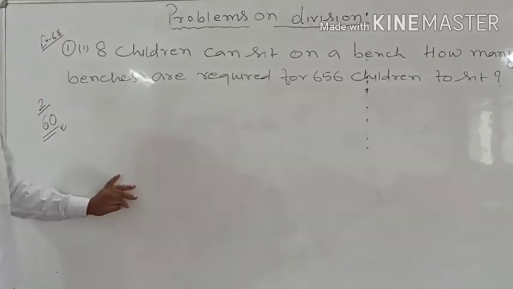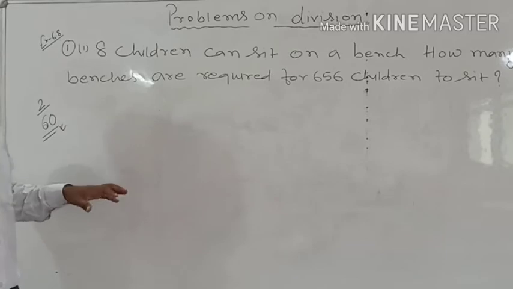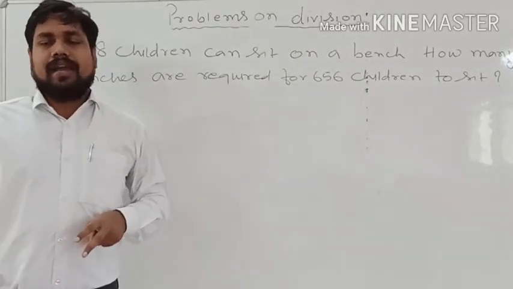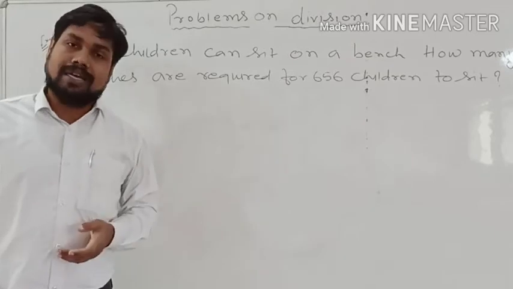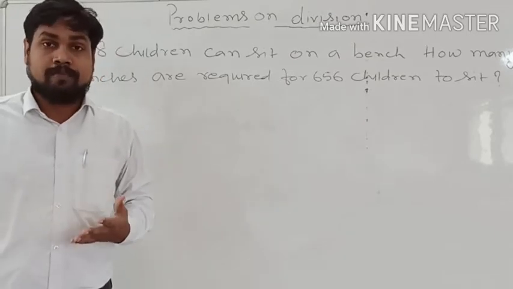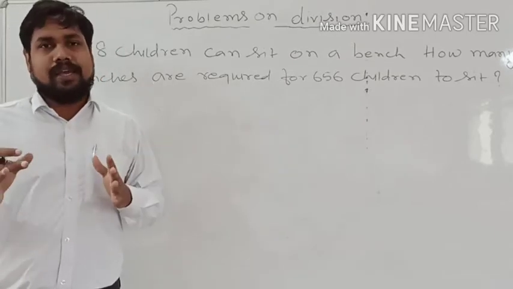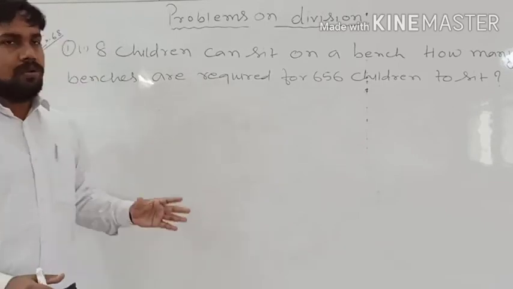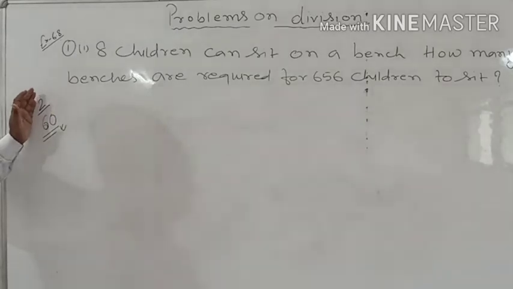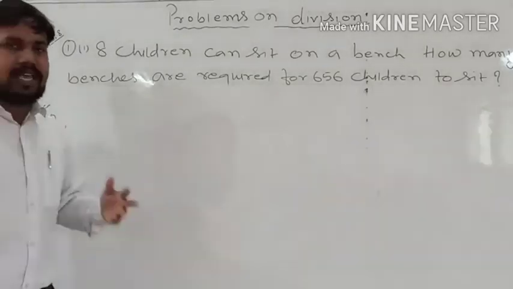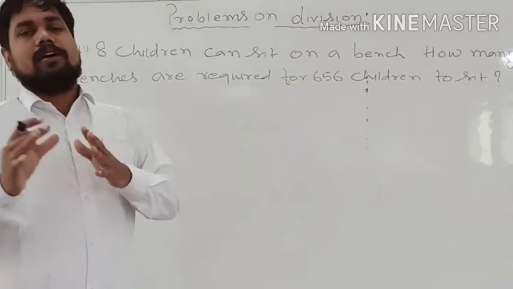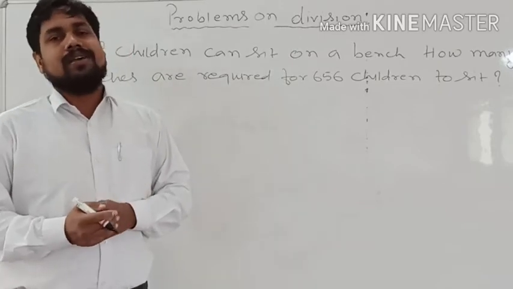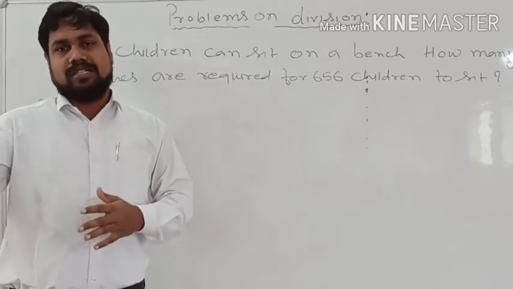So how will you solve this? The question is, on each bench 2 students can sit and we have 60 students. So how many benches will be required? You will very easily find the answer to this question by dividing by 2. So 60 divided by 2 you will get 30, and you will say that the total number of benches required will be 30 for 60 students.